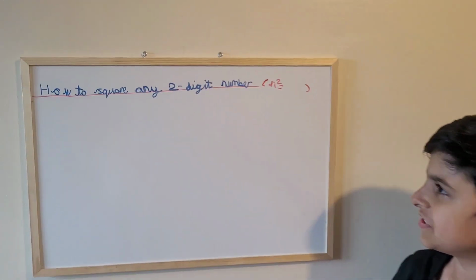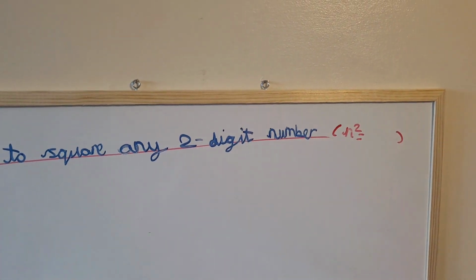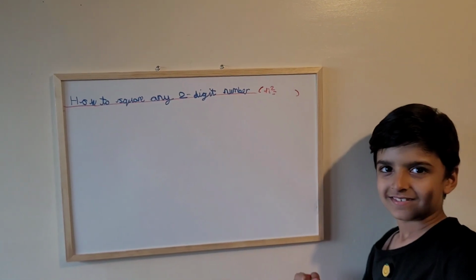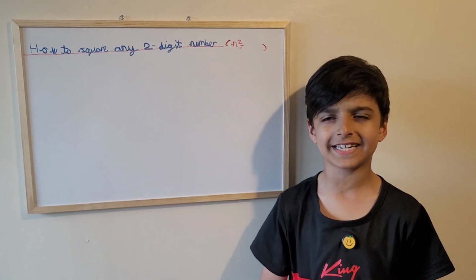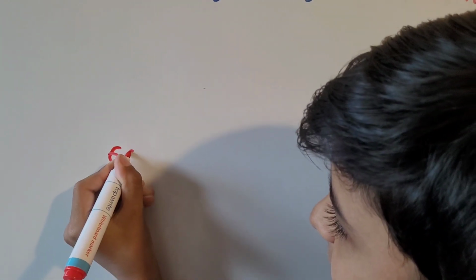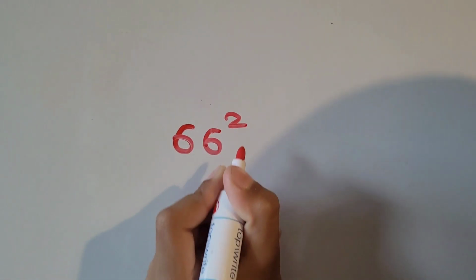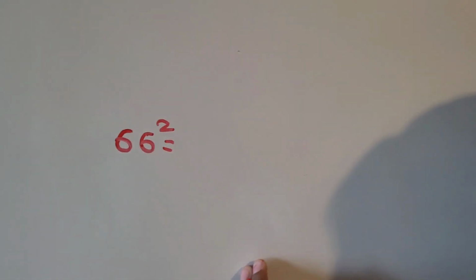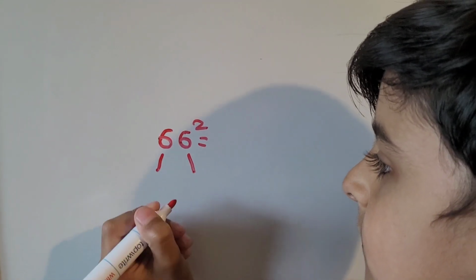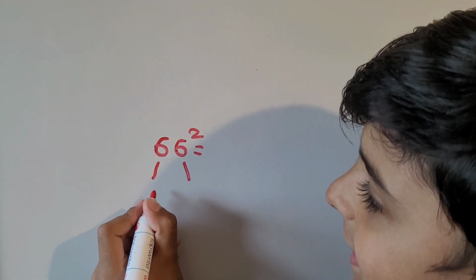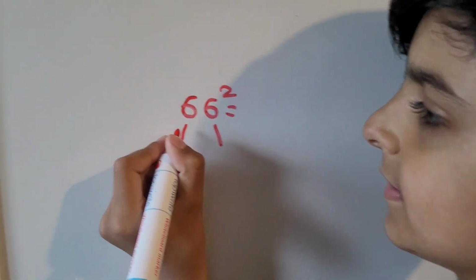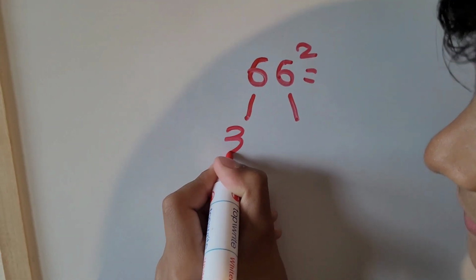Today I'm going to teach you how to square any two-digit number, just like n squared. Let's look at the first example, which is 66 squared. First, you need to know your square numbers from 1 to 10. You can do two lines here and you write the square of every single digit number here. 6 squared is 36, right?